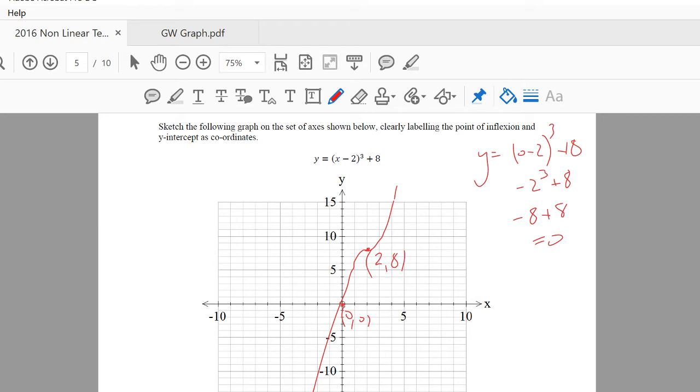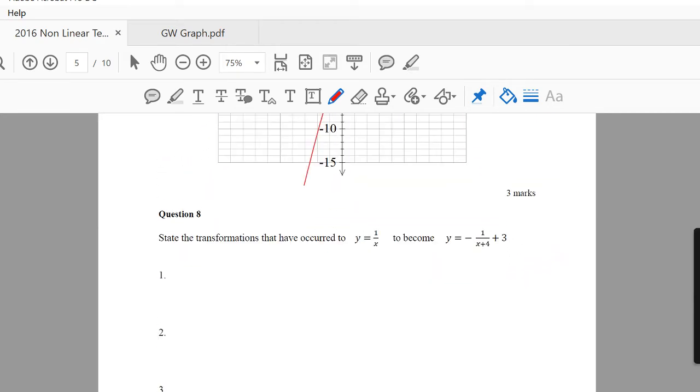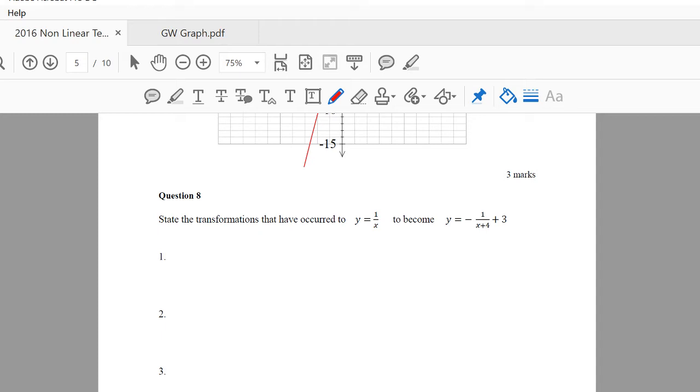All right, question 8. Next question. State the transformations that have occurred to go from 1 on x. So if we started with this 1 on x graph, what are each of these numbers doing? We've got to work out what is the minus sign doing, what is the plus 4 doing, and what is the plus 3 doing. And we're going to use the language of transformations. So the plus 4 and 3 shifting it left and right, the actual word for that is a translation.